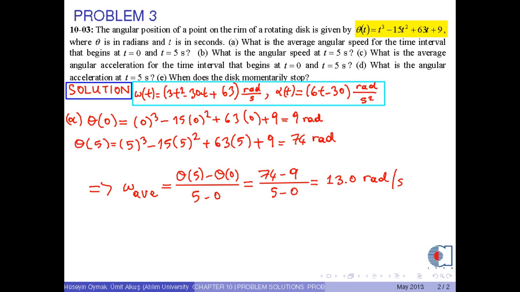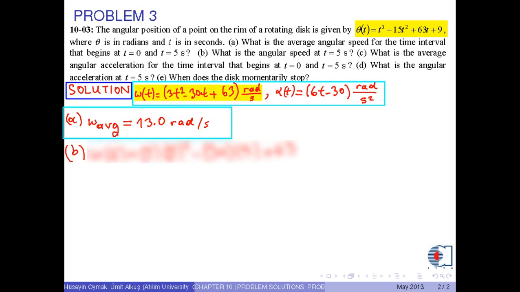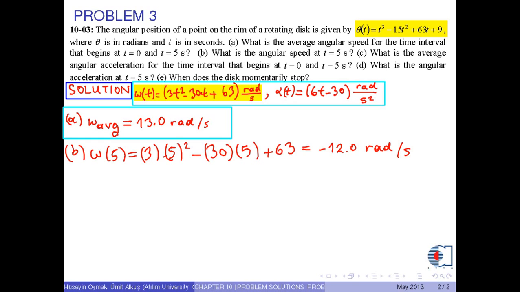In part B, we find the angular speed using this formula at time t equals 5 seconds. That is, omega of 5 equals 3 times 5 seconds squared minus 30 times 5 seconds plus 63. Therefore, we obtain negative 12 radians per second.